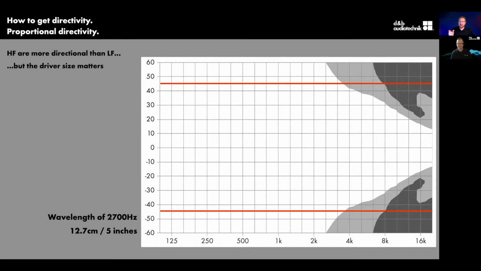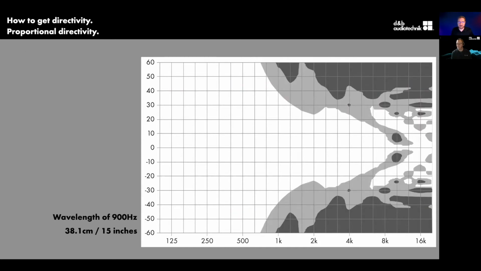And as we can see with this isobar plot, with a 5-inch driver, we get this idea of proportional directivity, meaning the loudspeaker gets less directive as we go lower in frequency, and this is going to be dependent on the size of the driver. So what happens if we go to a larger driver? Let's say a 15-inch driver. Now, the wavelength across a 15-inch driver is about 900 hertz. We put in that same 90-degree coverage area, and we can see that that isobar plot lines up directly at 90 degrees at that 900 hertz point.